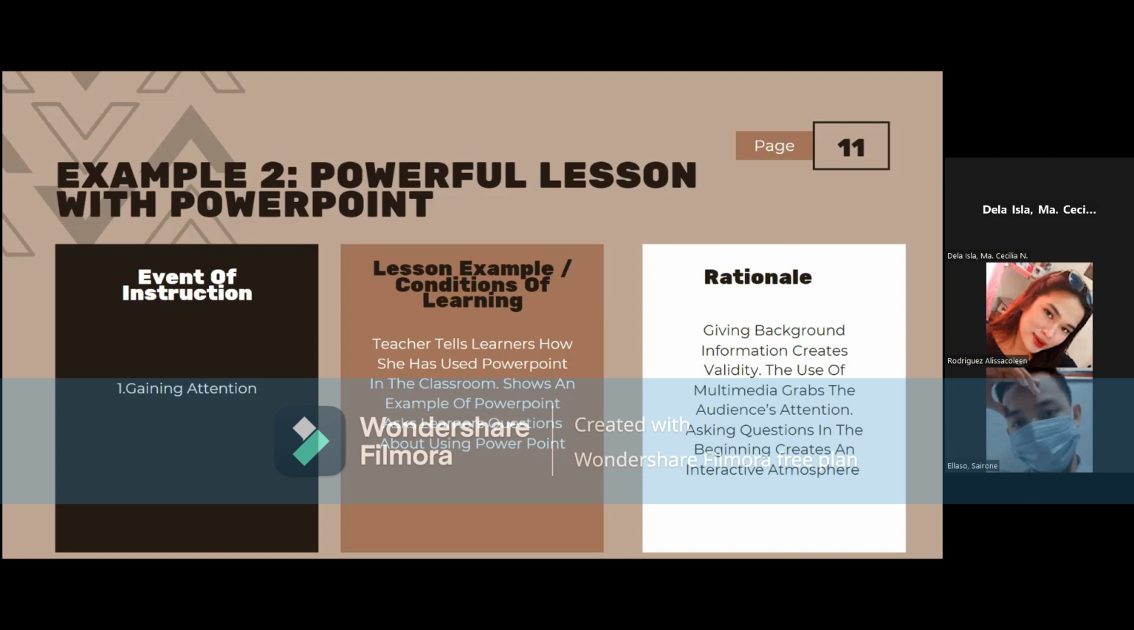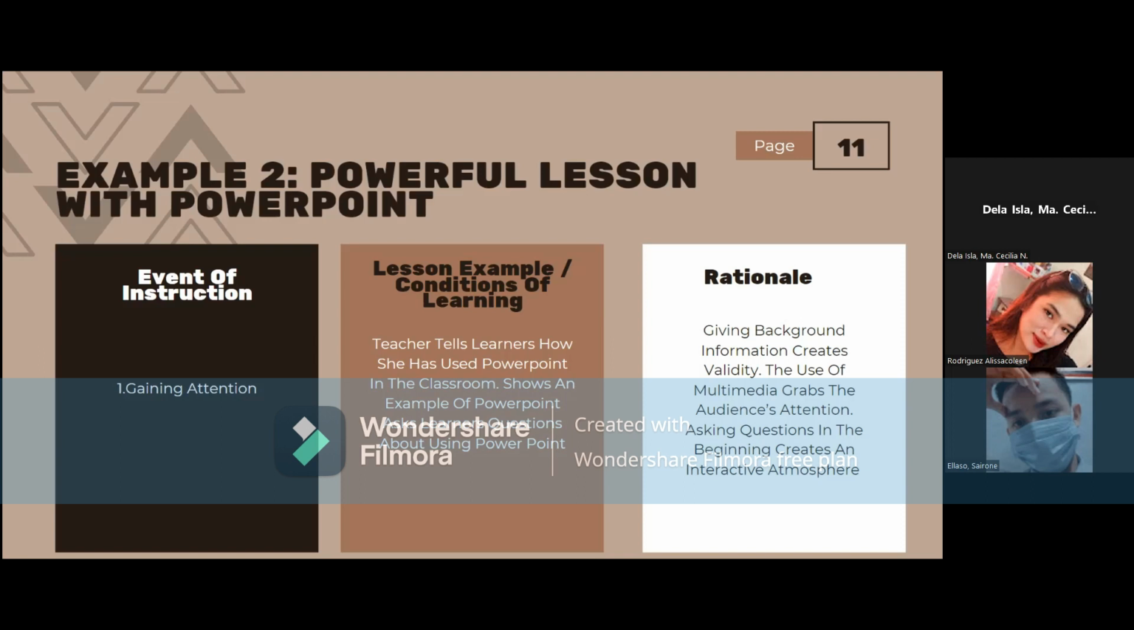Rational, giving background information creates validity. The use of multimedia grabs the audience's attention. Asking question in the beginning creates an interactive atmosphere. If yun nga yung Q&A na ginagawa ng teacher with the student is already like gaining of attraction kasi mas magiging attentive yung bawat estudyante na makinig at mas magiging engage sila dun sa ituturo nung teacher. Kaya importante din na meron tayong Q&A sa estudyante natin para makuha rin natin yung thoughts nila about sa magiging lesson or sa lesson mismo.